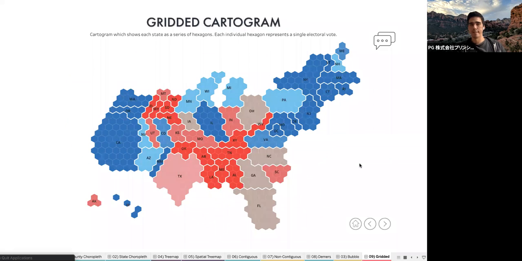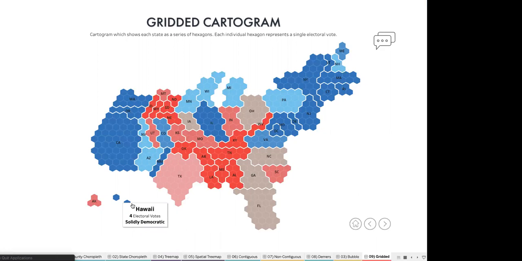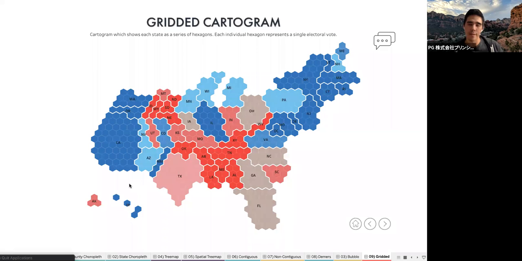Let's look at this one here. This one reminds me of a board game because of the hexes, like Risk or something, if you've ever played that game. And it is quite similar to the last two we looked at, except now it's using grids, these hex grids. And the way they've done it is each little hex is a vote, right? So Alaska has 3, so it's 3 hexes. Hawaii is 4, so it's 4 hexes. So the size is, you might say, more exact because it's made up of these individual units.